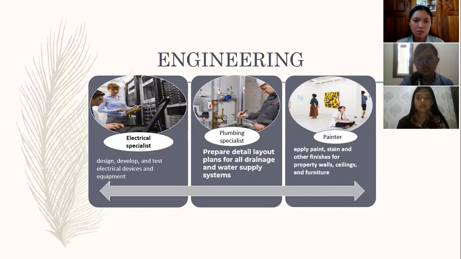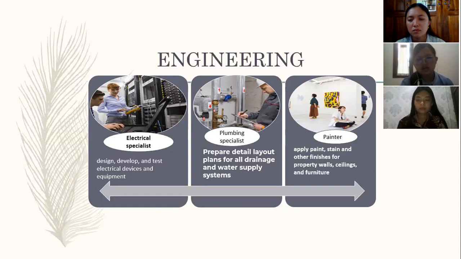And the other personnel is the painter. The painter in the Department of Engineering has the responsibility to apply paint, stain, and other finishes to the property, such as walls, ceilings, and furniture. To apply the paint or stain, they use tools like brushes, spray guns, or rollers.